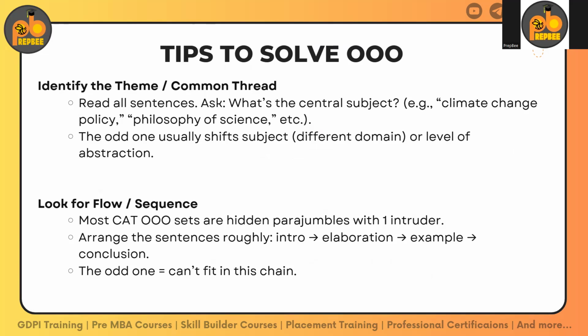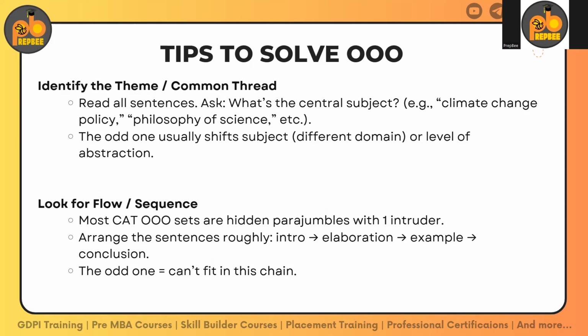First, what you do is you read all the sentences, ask what is the central subject, what the author wants to convey, what is the main theme. Are they talking about philosophy of science, climate change, some economic policy? What exactly are they trying to talk about? So understand the central idea, the main idea, the theme of the sentences.